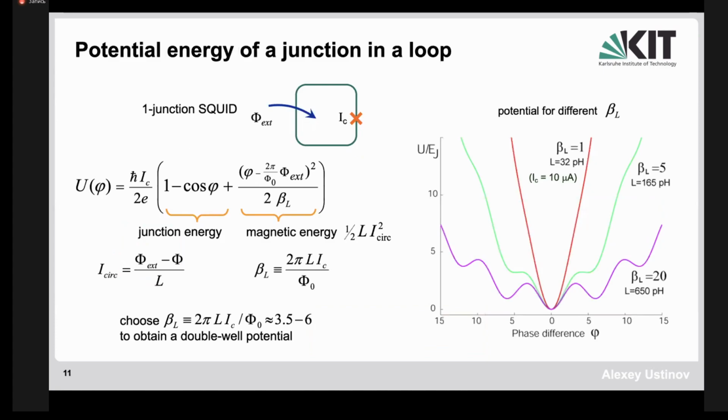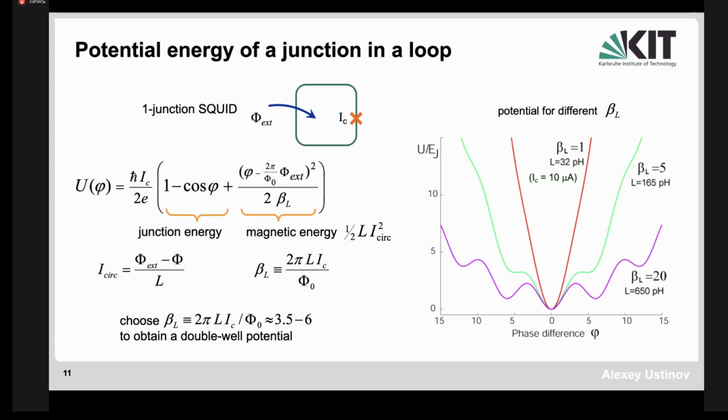And this parabola, depending on the inductance of this loop here, can be either very soft. If the inductance is very large, then the parabola is very, very soft, and there will be many bumps of cosine inside the medium of the parabola, so there will be many minima. Or it can be very steep. If the inductance of this loop is very small, then the parabola is very steep. And there will be something in between, something shown here by the green curve.